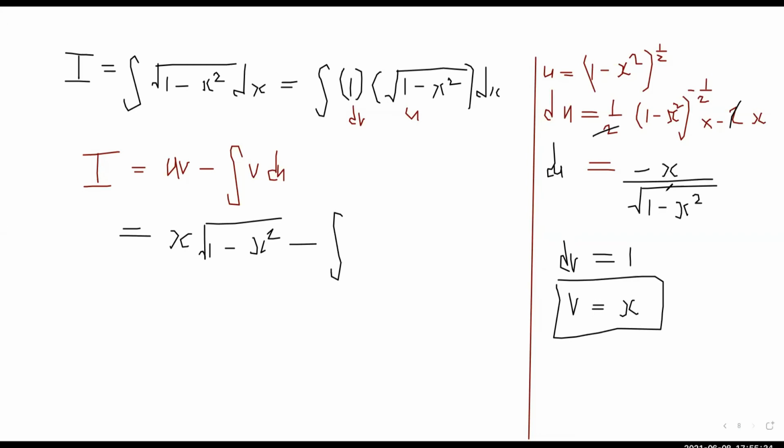How can I write this? x times minus x is minus x squared. But instead of writing minus x squared, why not take the minus outside to make this a plus and remove the minus right here? Put the integral of x squared over the square root of 1 minus x squared. We can break it up like that.